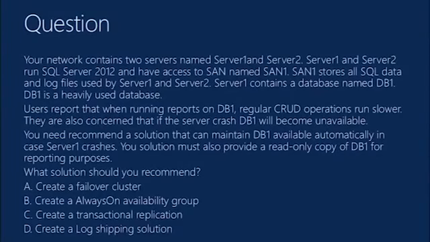Your network contains 2 servers named Server 1 and Server 2. Server 1 and Server 2 run SQL Server 2012 and have access to a SAN named SAN1. SAN1 stores all SQL data and log files used by Server 1 and Server 2. Server 1 contains a database named DB1. DB1 is a heavily used database. Users report that when running reports on DB1, regular CRUD operations run slower. They're also concerned that if the server crashes, DB1 will become unavailable. You need to recommend a solution that can maintain DB1 availability automatically in case Server 1 crashes. Your solution must provide a read-only copy of DB1 for reporting services.